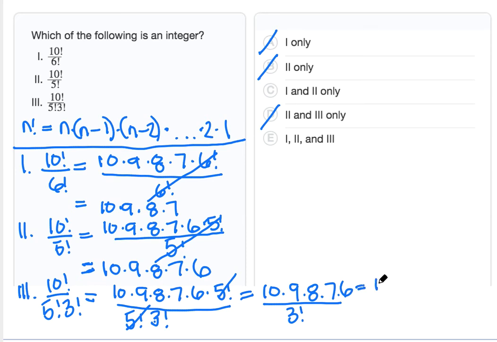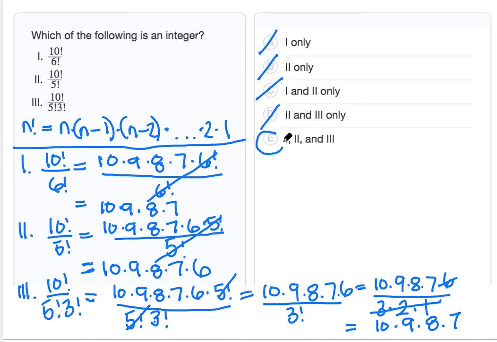Well, let's expand the denominator. So we'll leave the numerator as is. The denominator becomes 3 times 2 times 1, which we know is going to be equal to 6, so we can cancel that with our 6. And we're going to be left with the product 10 times 9 times 8 times 7. That has to be an integer. So we know that statement 3 is also going to give us an integer, which means we can eliminate choice C, and the correct answer is choice E, 1, 2, and 3.